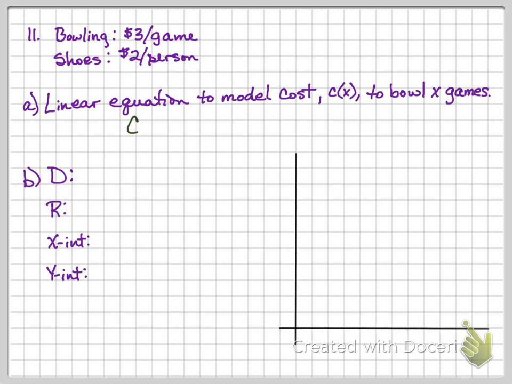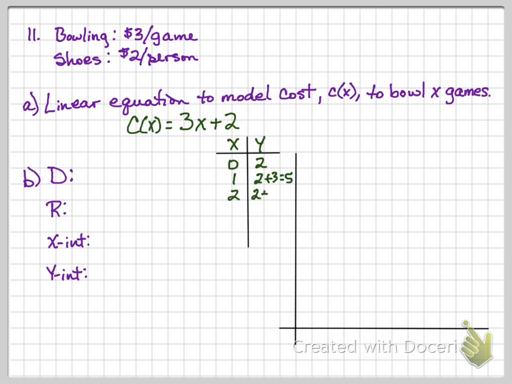Okay, graph this out. First of all, we have an equation. It costs $3 per game, so that's 3 times x, plus $2 base to get the shoes. So when x is equal to 0, I get the base $2. When I bowl one game, I have paid $2 for the shoes and 3 for games. That's $5. For 2 games, I'm going to end up paying $8. For 3 games, I'm going to end up paying $11.